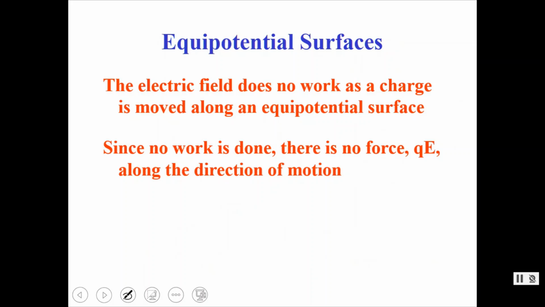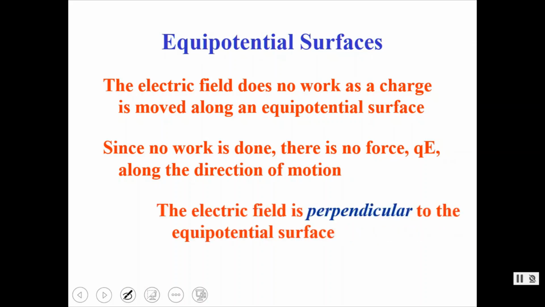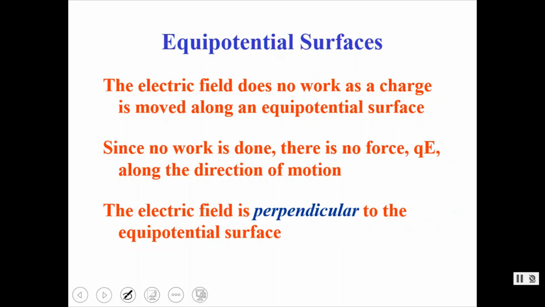Because there's no work being done when you move along an equipotential surface, there is no force, Q times E, along the direction of motion in that case, because the equipotential lines are always perpendicular to the electric field. So when you move along one of those equipotential lines, you are always perpendicular to the electric field. So that's also kind of justification why no work is being done.